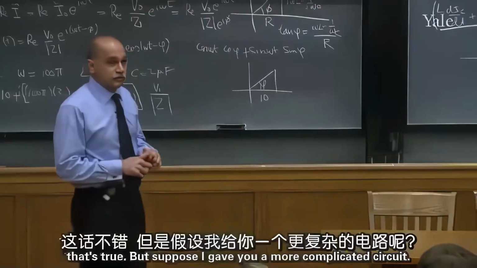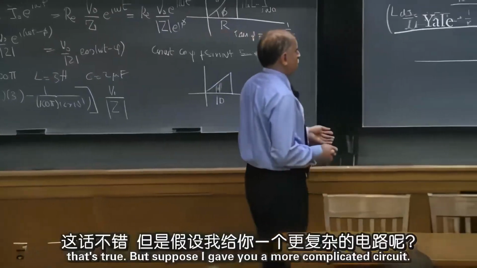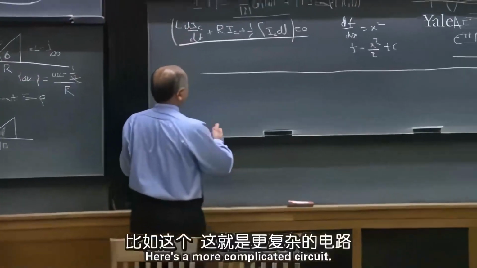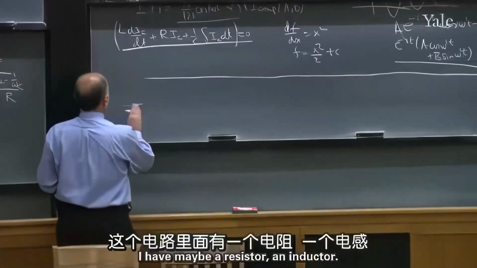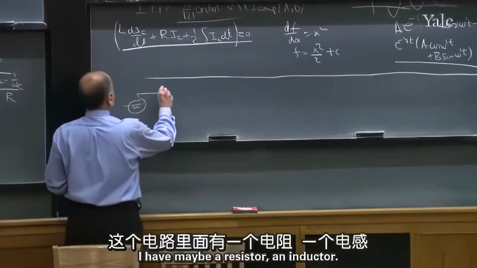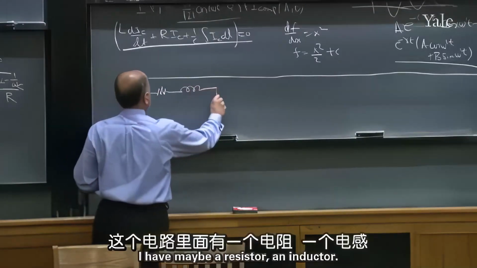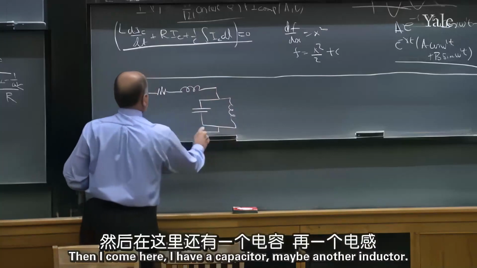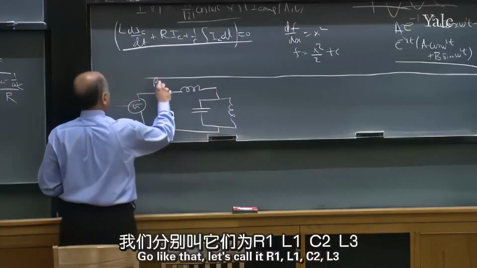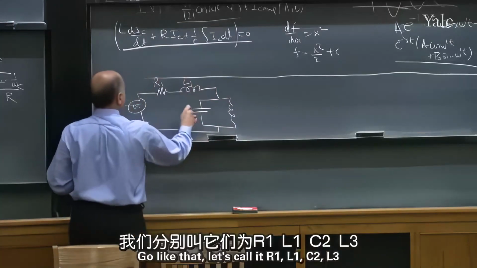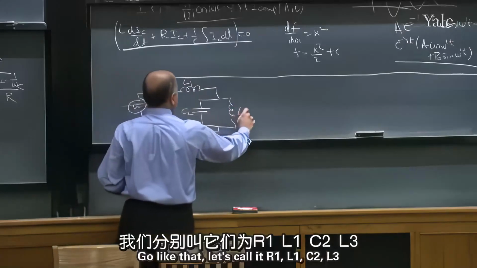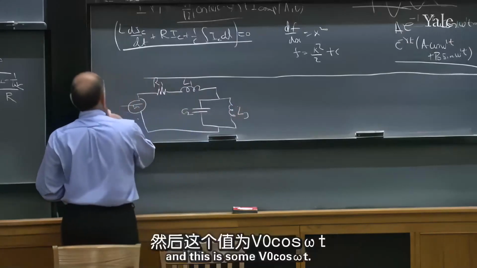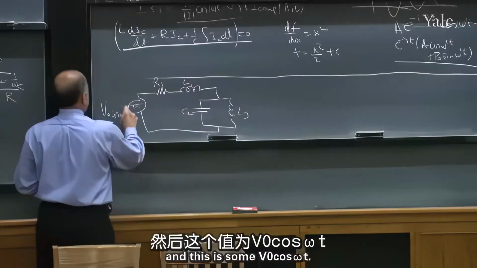That's true. But suppose I give you a more complicated circuit. Here's a more complicated circuit. I have maybe a resistor, an inductor. Then I come here. I have a capacitor, maybe another inductor. You go like that. Let's call it R1, L1, C2, L3. And this is some V0 cos ωt.